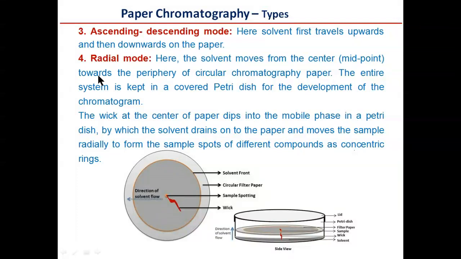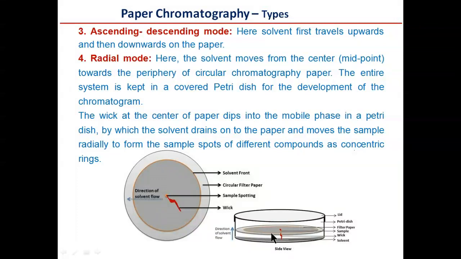So what happens after that? Here the solvent moves from the center at the midpoint towards the periphery of the circular chromatographic paper. The entire system is kept in a covered petri dish, you can see here. So this covered petri dish contains the circular chromatographic paper, and it is connected through the wick where the solvent reservoir is at the bottom. The entire system is kept in a petri dish for the development of the chromatogram.